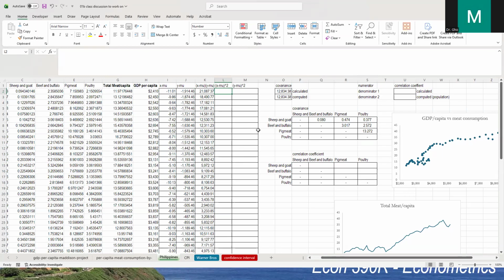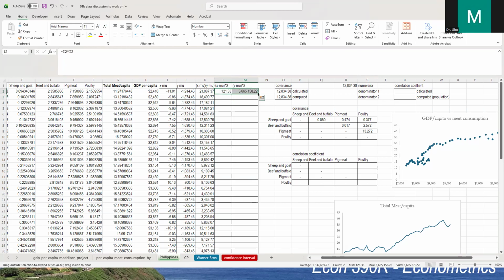We have the numerator already. The numerator is just the covariance. Let's go ahead and calculate the standard deviation. To do that, we're going to do equals that thing squared. There are two ways you can do squared: you can do that times itself, or you can just use the caret 2.